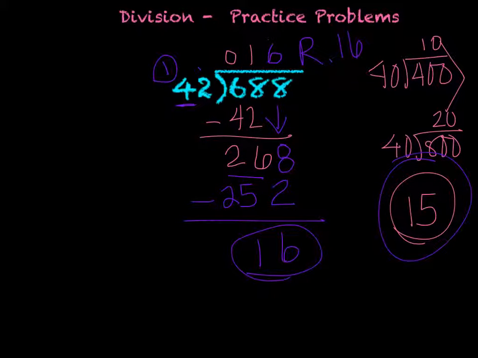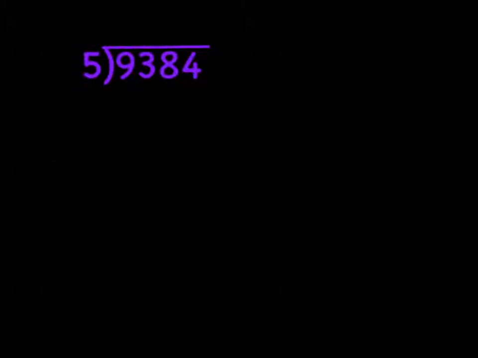My estimate was 15. I'm doing great. If I want to check it, I'm going to do 42 times 16. And then after I get that product, I'm going to add on 16, and I should get 688. Okay, next one. And here it is.